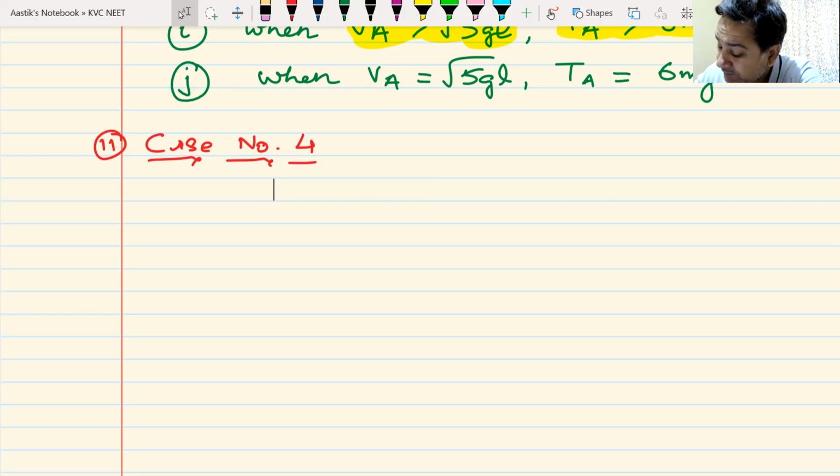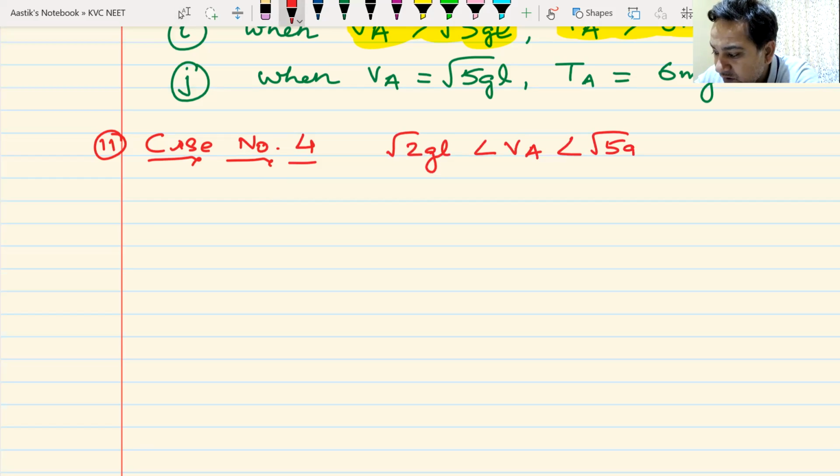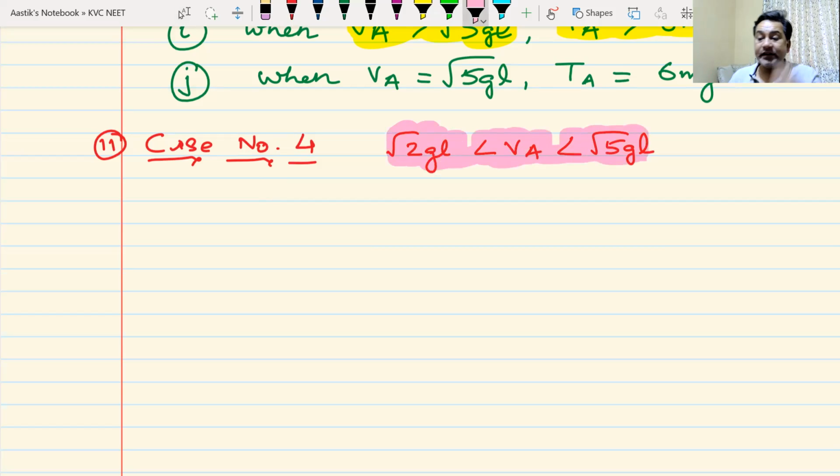And the last case is root 2 GL is less than speed at point A is less than root 5 GL. That means the speed lies between root 2 and root 5 GL. It is greater than root 2 GL, but less than root 5 GL. That would be the last case. And what will happen in this case?